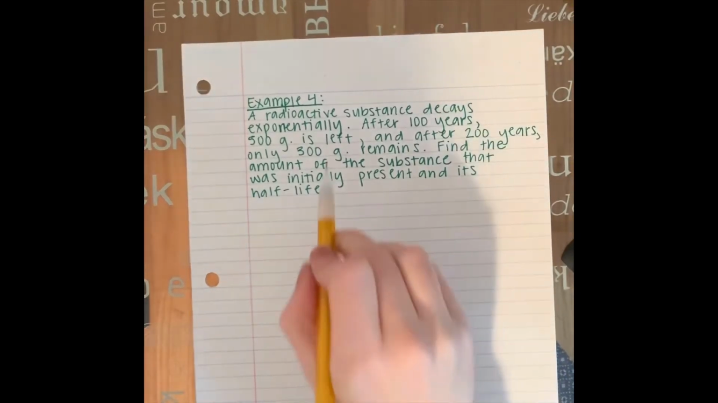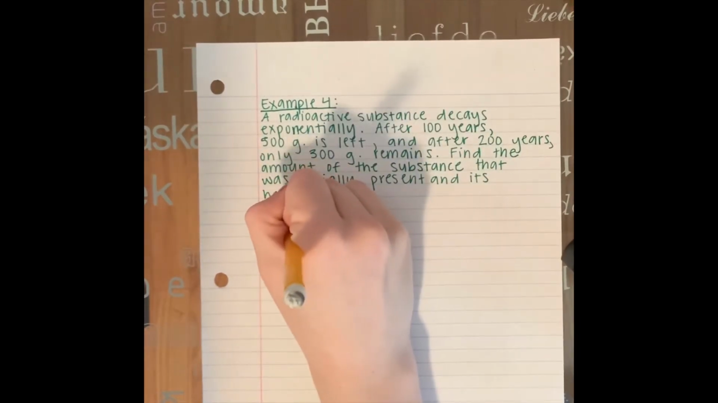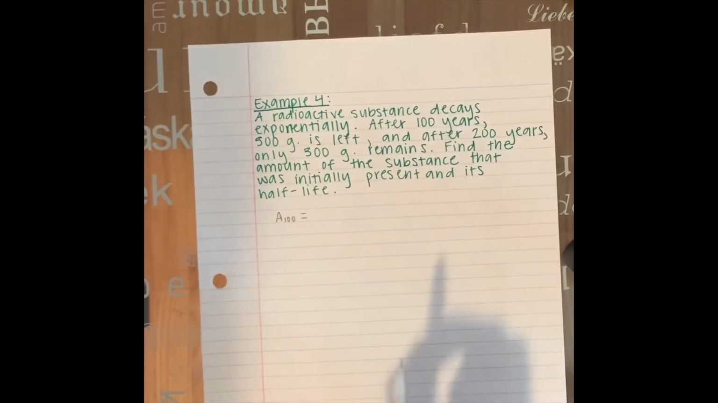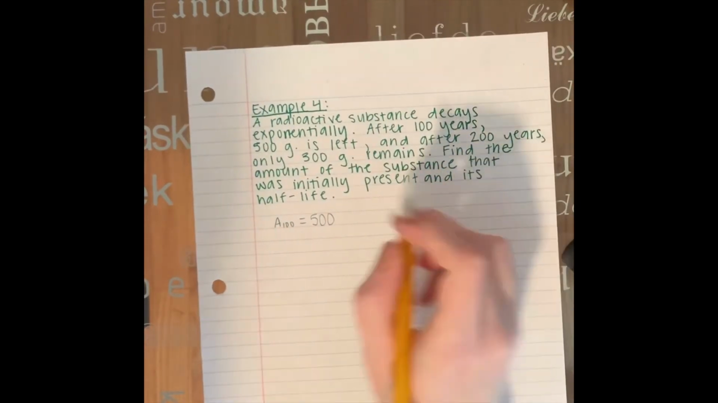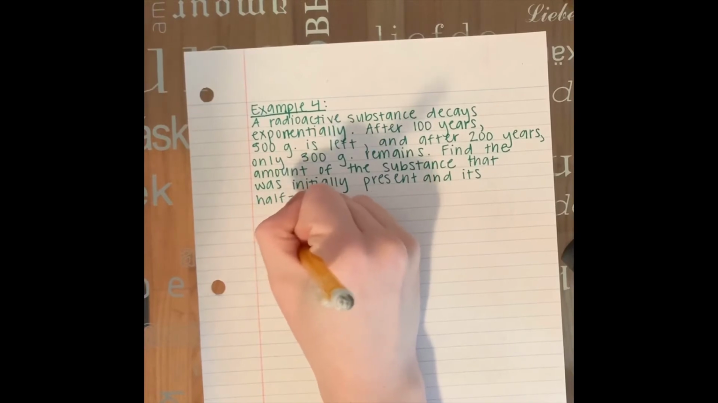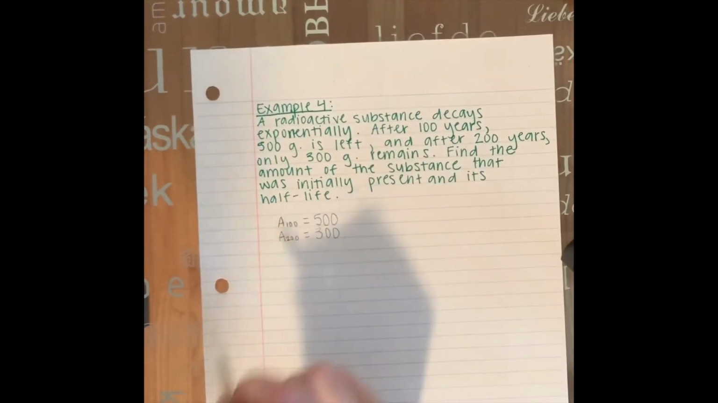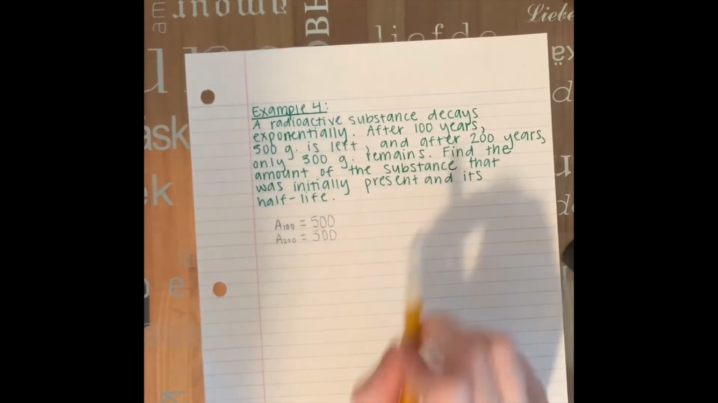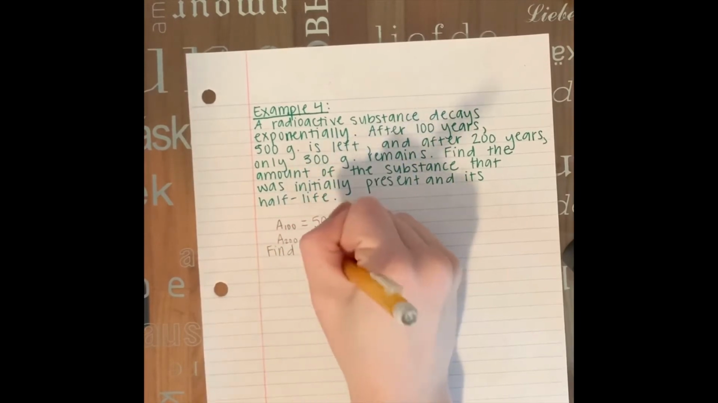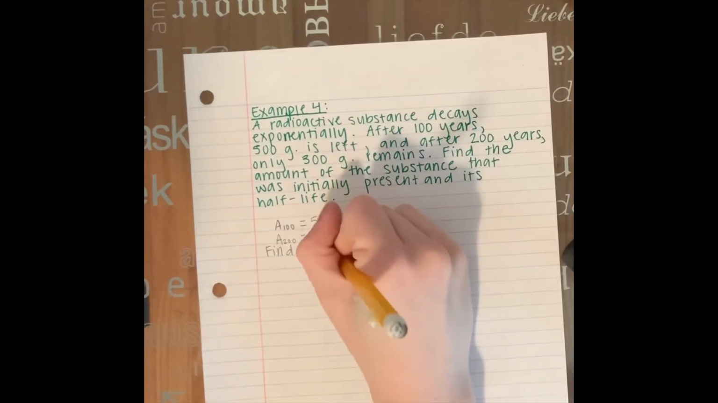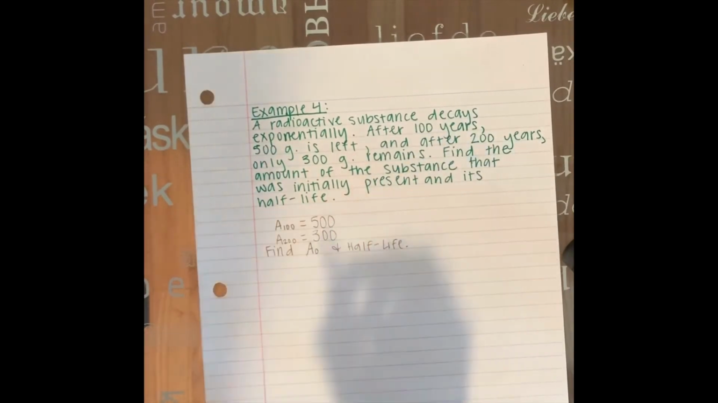All right, let's look at our original information first. After 100 years, so A of 100, 500 grams is left. So A of 100 equals 500. After 200 years, A of 200, only 300 grams is left. So here we're given two final amounts. Find the amount of the substance that was initially present, so find A of 0, and half-life. So that would be the time when half of it's left.